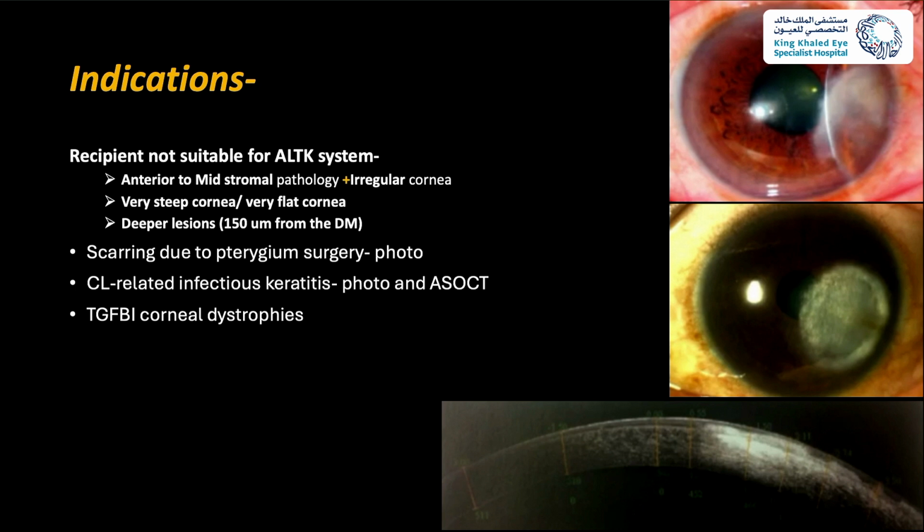The indications are any recipient not suitable for the ALTK system: anterior to mid-stromal pathology between 200 microns to almost 400 microns, or superficial stromal pathologies that have irregular or non-uniform thickness of the cornea, very steep or very flat cornea, and deeper lesions up to 150 microns from the DM. This is a case of scarring from pterygium, and this is a case of scarring from contact lens, deep scar, irregular surface; you can utilize HALK.